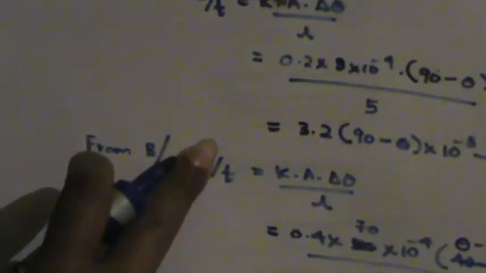From equations 1 and 2, Q divided by T is the same on the left hand side, so 1 is equal to 2. If the left hand sides are equal, the right hand sides should also be equal. So 3.2 times 90 minus theta times 10 to the power minus 5 is equal to 4.66 times theta minus 40 times 10 to the power minus 4. You can cancel one power here, so this will be 10 to the power minus 1.